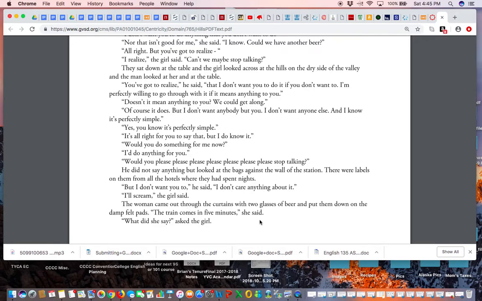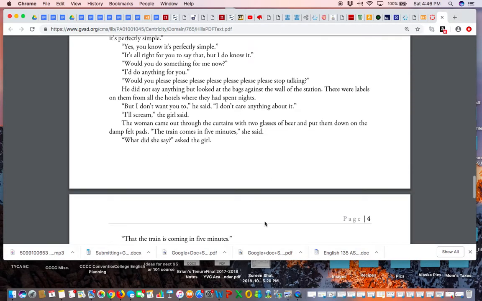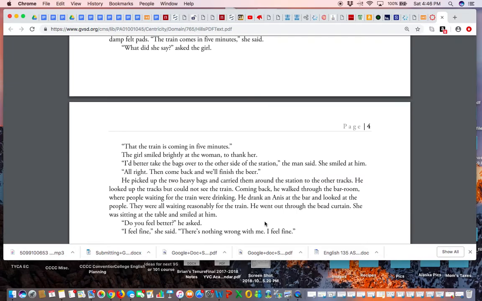The woman came through the curtains with 2 glasses of beer and put them down on the damp felt pads. "The train comes in 5 minutes," she said. "What did she say?" asked the girl. "That the train is coming in 5 minutes?" The girl smiled brightly at the woman to thank her. "I'd better take the bags over to the other side of the station," the man said. She smiled at him. "All right. Then come back and we'll finish the beer." He picked up the 2 heavy bags, heavy probably because they've been traveling for a long time, and carried them to the station to the other side of the tracks. He looked up at the tracks but could not see the train.